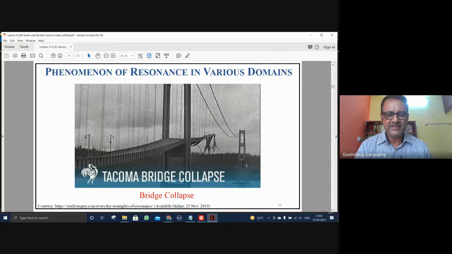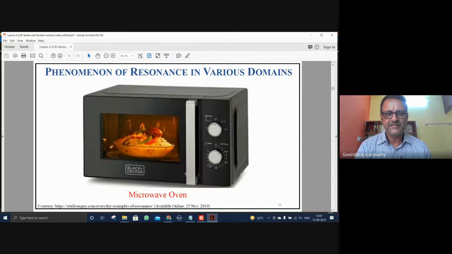Okay, that is what we are trying to do with this kind of circuit. There is a bridge that has collapsed because of the resonance. And this is again a micro one using the resonance.